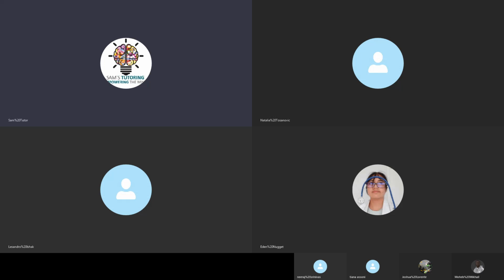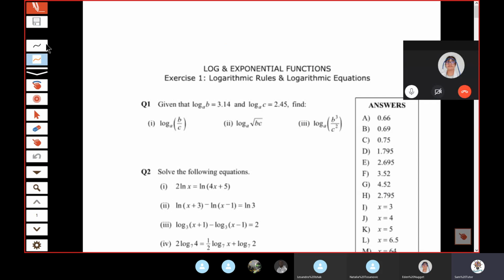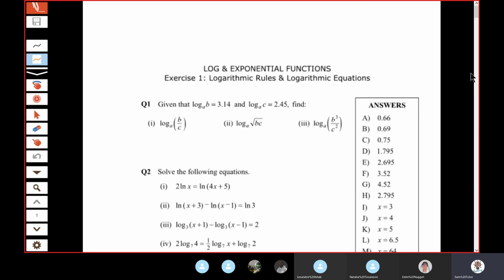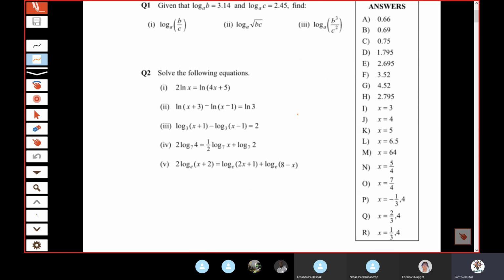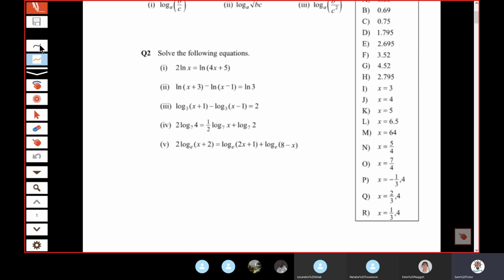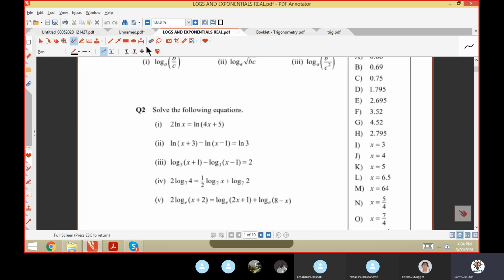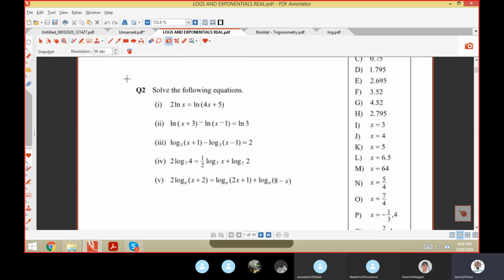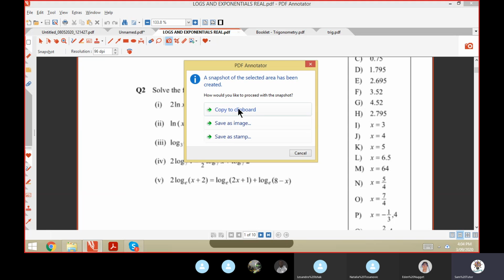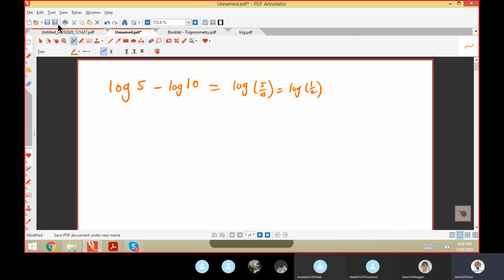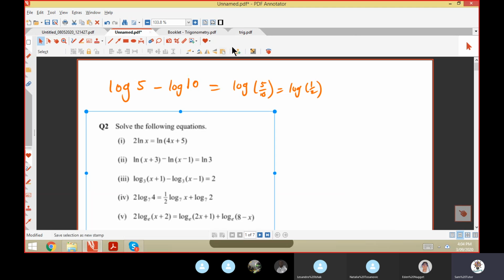All right, let's start with maybe the logs. Solve the following equations. So question 2i. What I might do, I think it's just going to be a bit easier for me, I might take a snapshot of this. We'll do all 5 of them. Just paste it here. Okay.